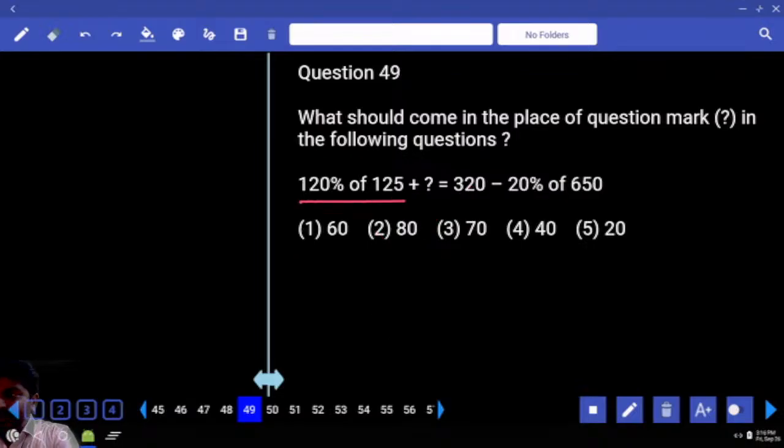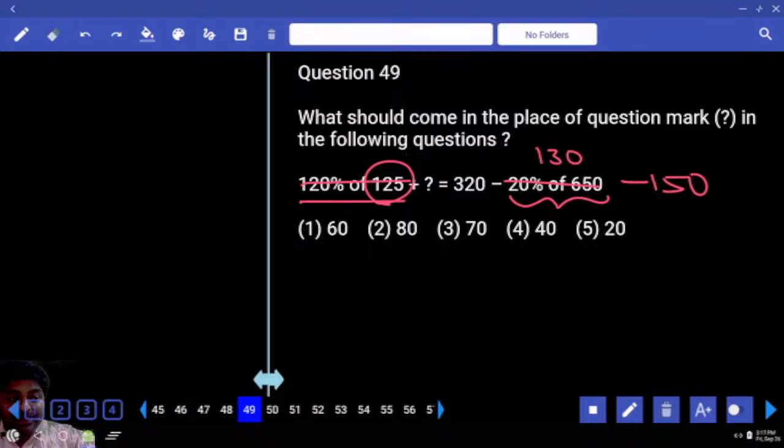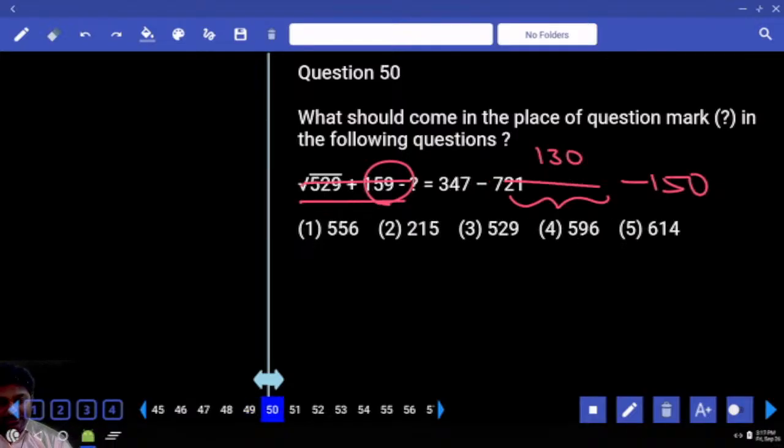120 percent, adding 20%, 10 percent is 12.5, 20% is 25. When you add 25, 150 goes to the other side, minus 150. Let us calculate this: 20% of 650, 10% is 65, double is 130. 130 and 150 both are negative, sum is 280. 280 subtracted from 320 is 40, fourth option.